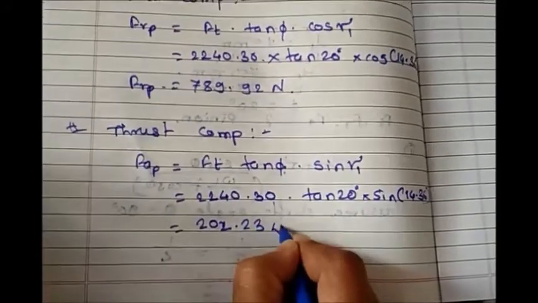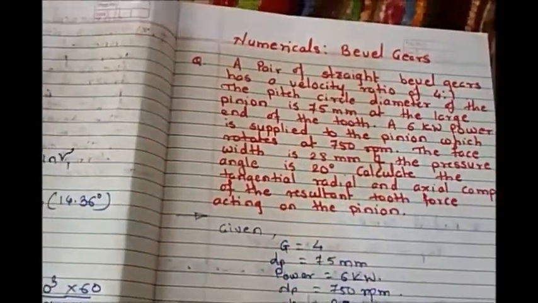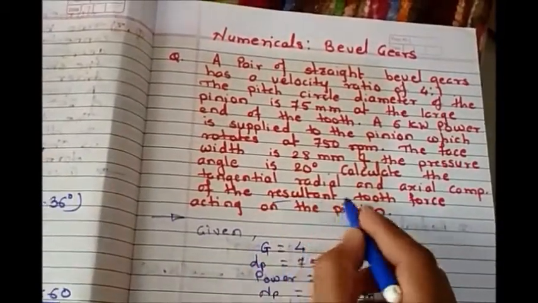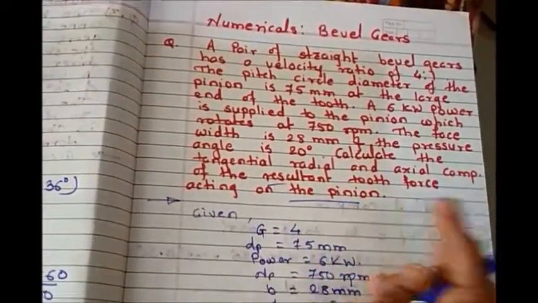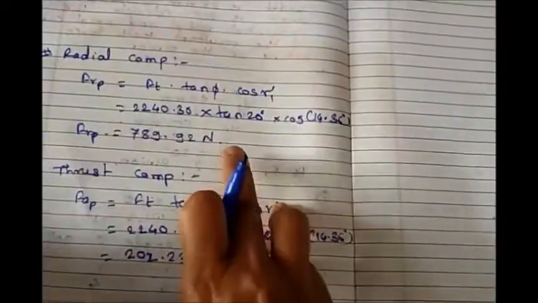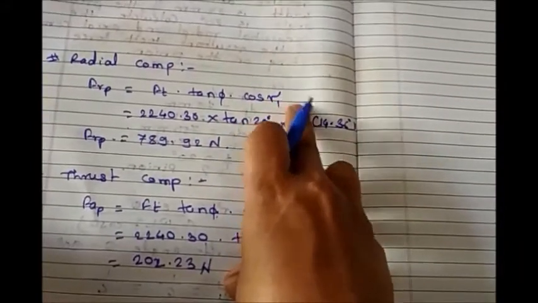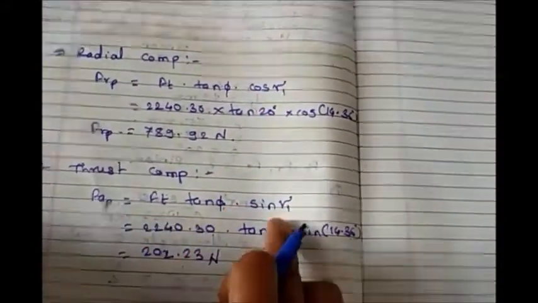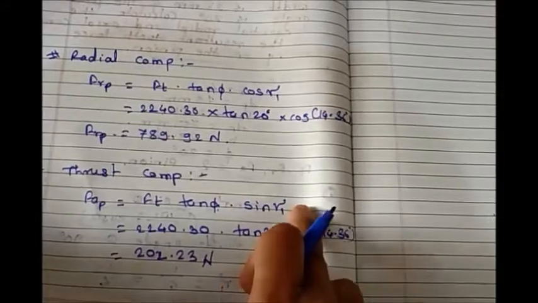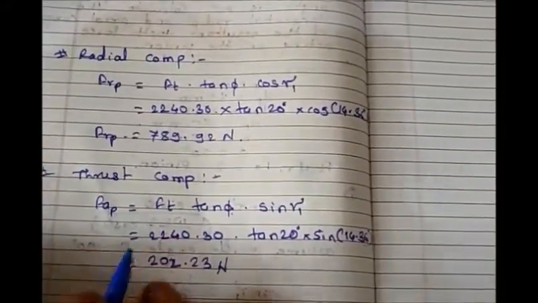So we get Fa, the axial component of force, as 202.23 Newton. In this way we can calculate the resultant tooth forces acting on the pinion. Also for the gear, we only need to change these formulas. In the radial component, use gamma 2 or gamma g. In the axial component, use sine of gamma 2 or sine of gamma g to calculate forces on the gear.